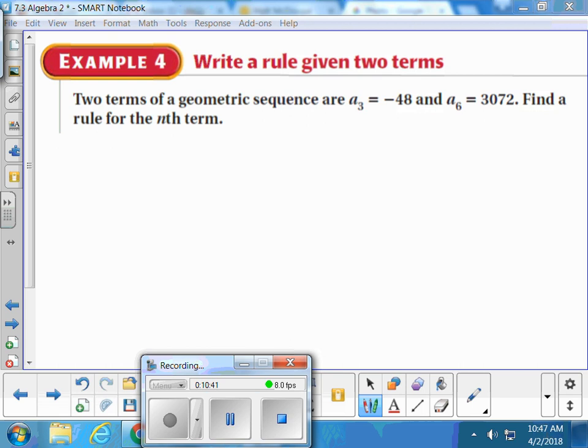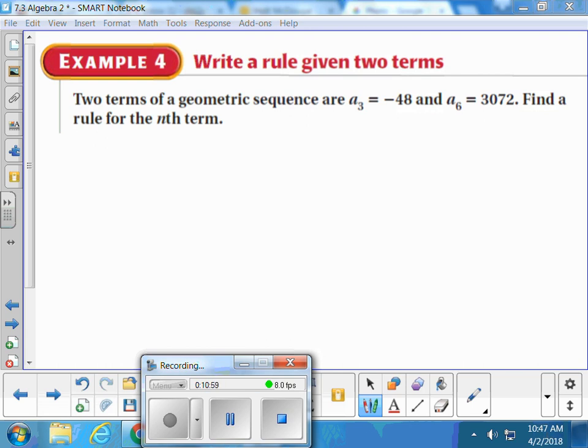All right, we've arrived at what I'm going to call the hardest problem of the day. And it's because of what the information is that they're giving us. They're giving us A3 and A6. They're not giving us A1, which we need. They're not giving us R, which we need. So we have two variables that we don't know right now.